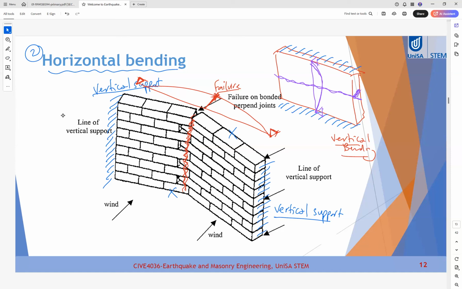Here the first type was vertical bending. Here we have horizontal bending. Because the vertical bending will cause horizontal cracking, and the horizontal bending will cause vertical cracking. So the main feature of this one is that we have vertical lines of support for the wall and no horizontal lines.